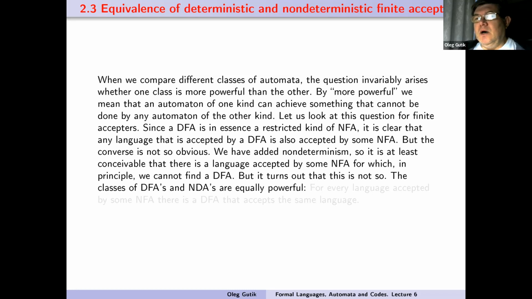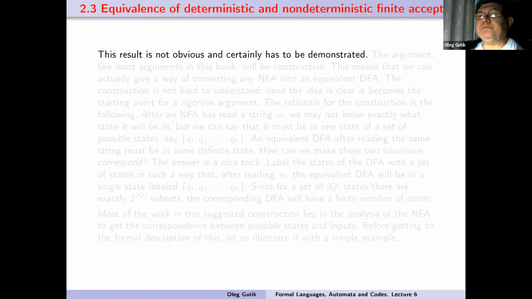The classes of deterministic finite acceptors and non-deterministic finite acceptors are equally powerful. For every language accepted by some non-deterministic finite acceptor, there exists a deterministic finite acceptor that accepts the same language. This result is not obvious and certainly has to be demonstrated. The argument, like most arguments in this course of lectures, will be constructive.